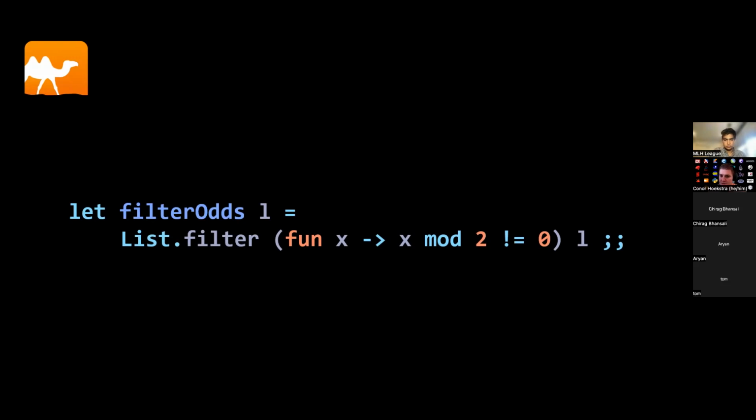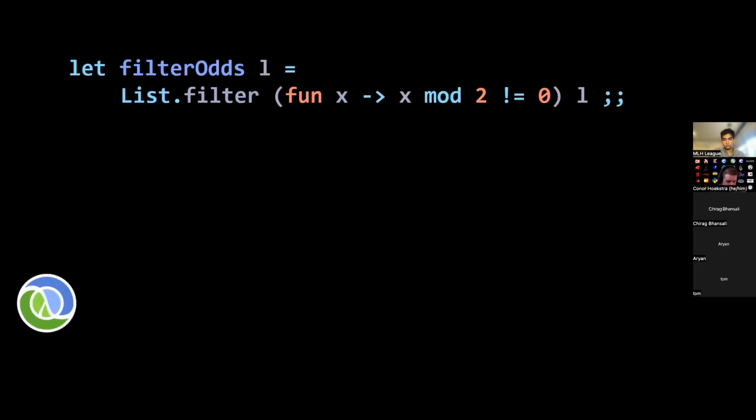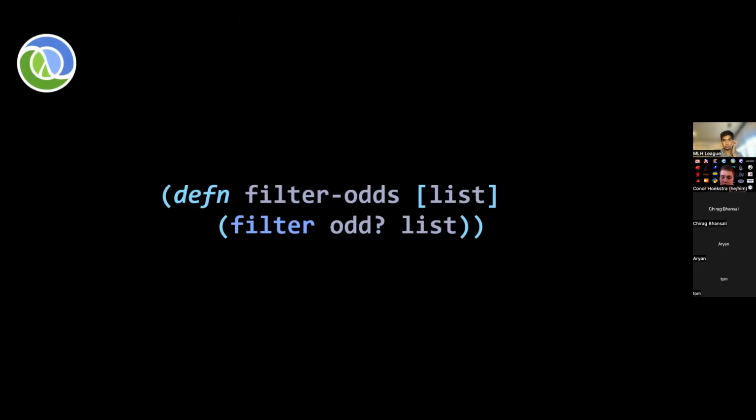A predicate is just a function that returns a Boolean. So is even or is odd is a predicate function, and they're used a lot of the times with algorithms like filter. So moving on to our next language is the Clojure programming language, one of my favorite languages.